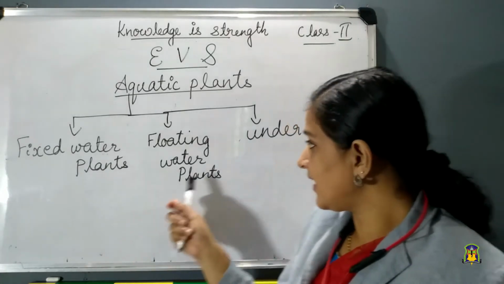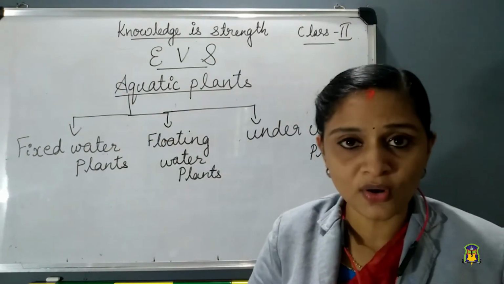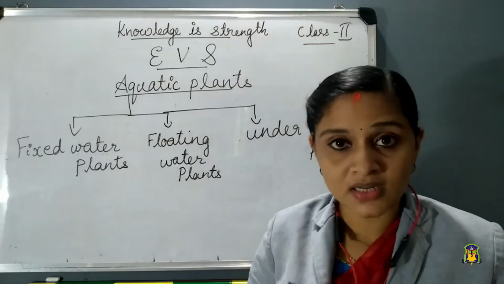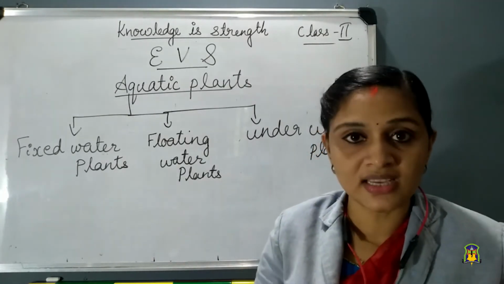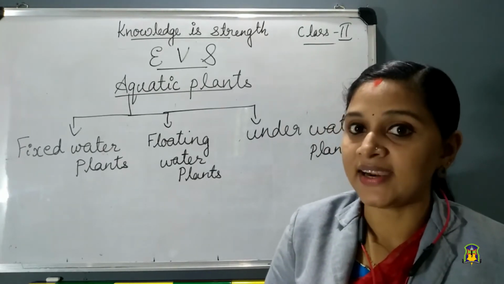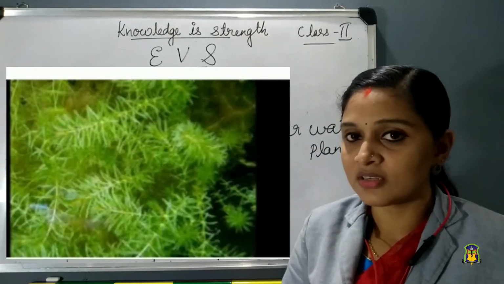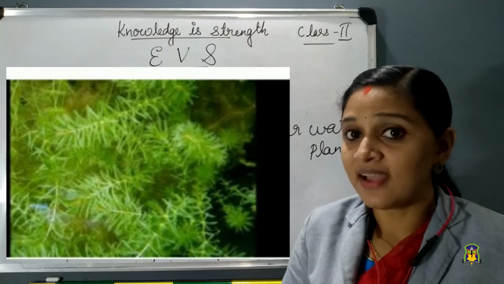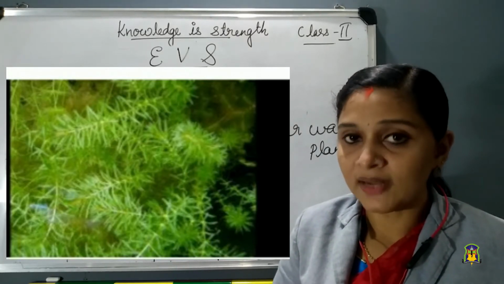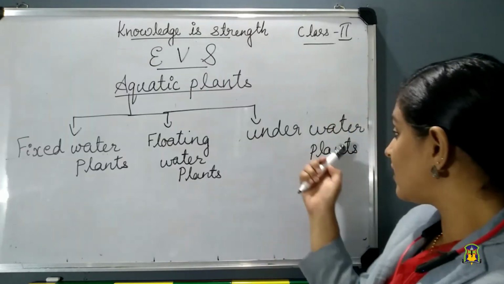Then next one is underwater plants. Underwater plants means what, do you know? Yes. This underwater plant is fully immersed in the water. We can't see it. It is under the water. Example is hydrilla. I will show you the picture. All of you please look. Yes, it's a hydrilla. We can't see the upper part above the water. It is under the water. That is why it is called underwater plants.